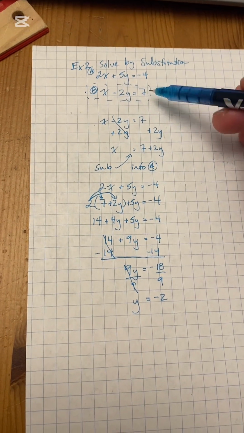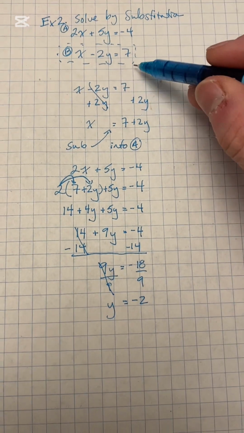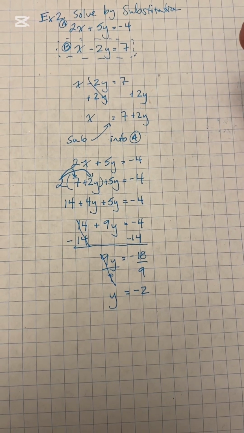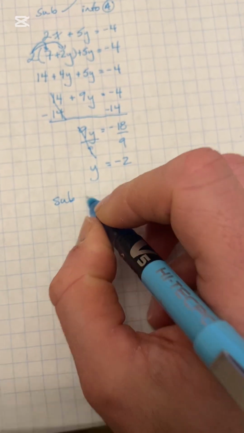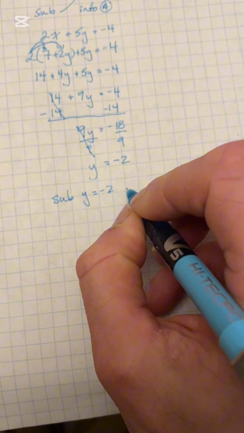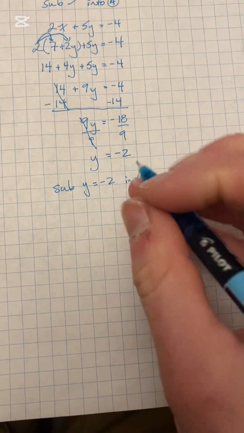So you can pick either equation to work with. It doesn't matter which one you use. I'm going to substitute it into B because really it's a little bit easier looking to work with. So I'm going to substitute y equals negative 2 into B. You don't have to write that step, but I just like to do it so I know what I'm doing.